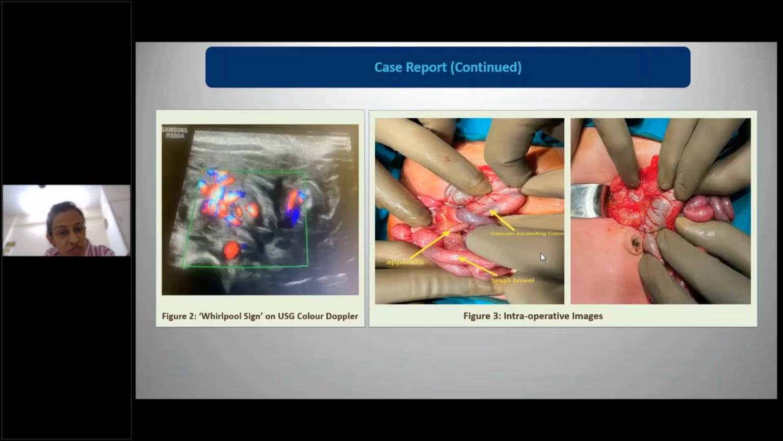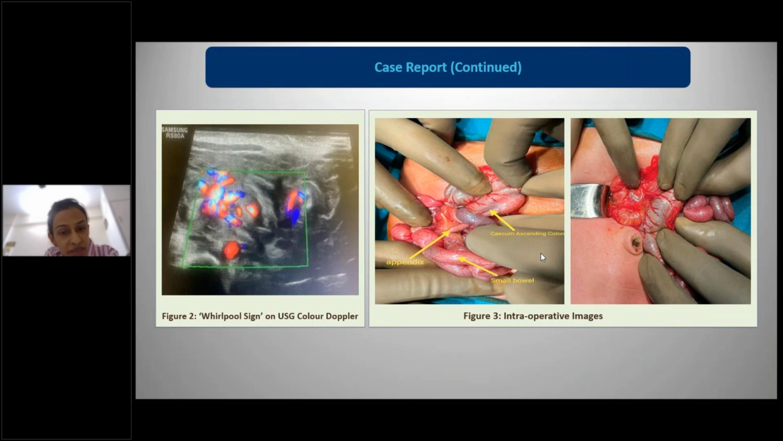Yes, so these are the images, as you can see, figure 2, which, as I mentioned, is the abdominal ultrasound, which shows the whirlpool sign. This is the USG and the Doppler, which is evident in front of you. And the area marked in the green box shows the evidence of whirlpool sign. That sign is very characteristic, both prognostic and diagnostic for intestinal malrotation. It is a very crucial sign, and it is the diagnosis of intestinal malrotation.